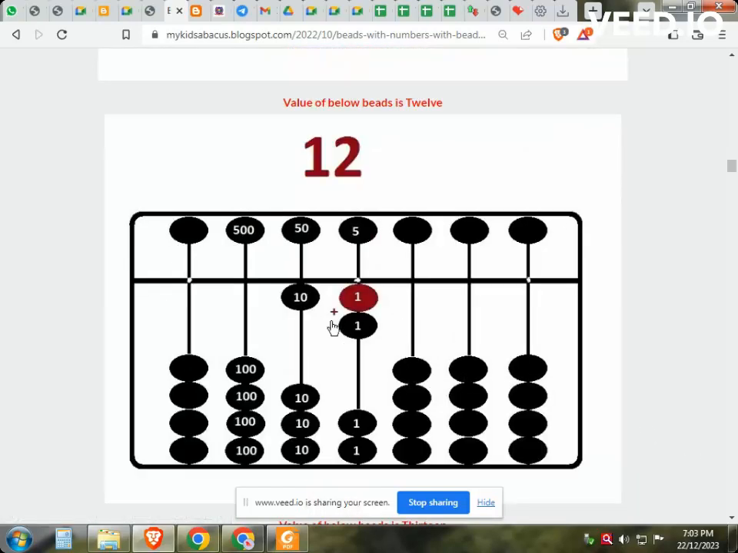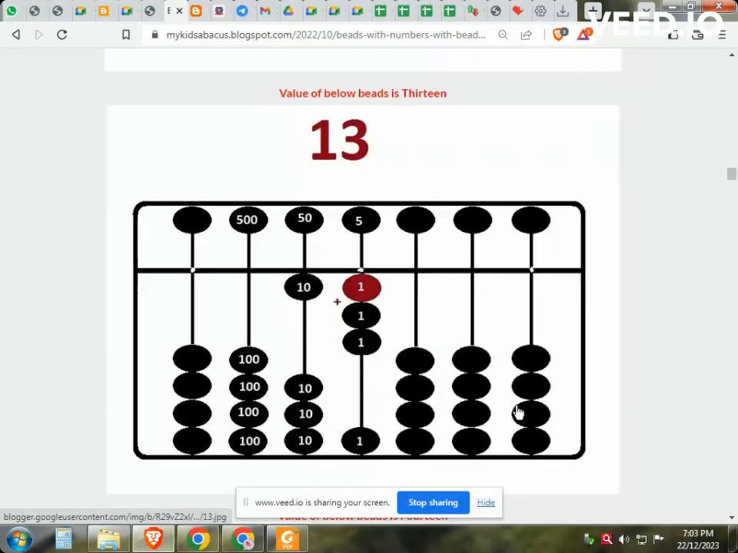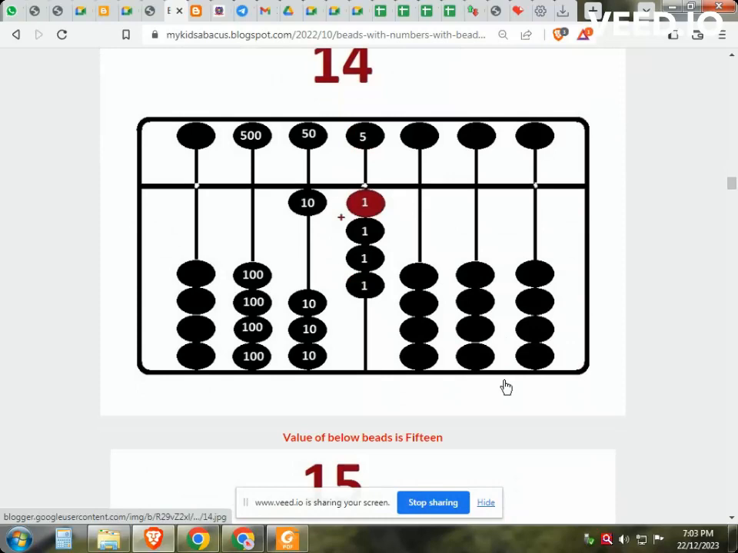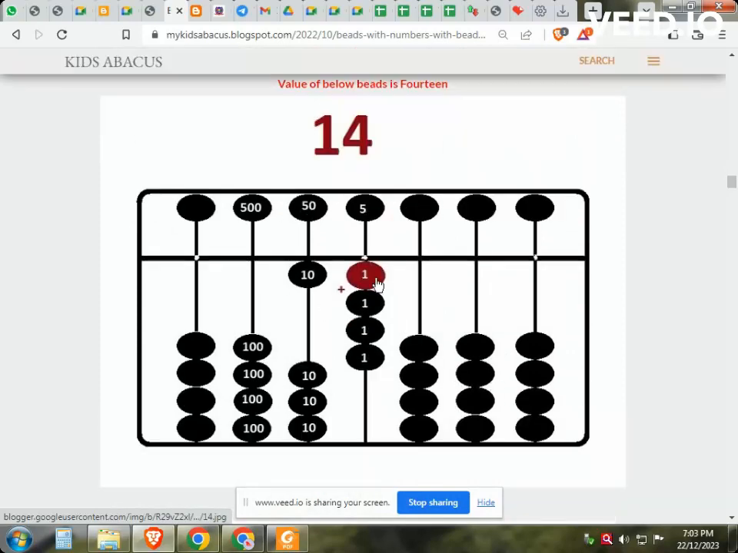For adding 12, we have to add 10 and 2 bits. In 10's place, we have to take 1 lower bit and in units place we have to take 2 lower bits. 10 plus 2, it's 12. For adding 13, we have to add 10 and 3 bits together. This is 13. 10 plus 3, 13. For adding 14, we have to add 10 and 4 bits together. This is 14. 10 plus 4, 14.